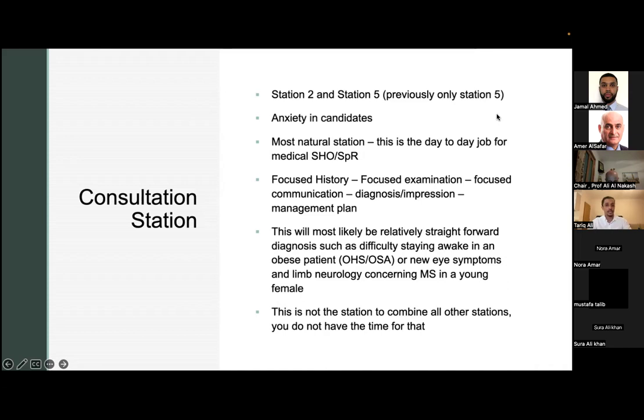It's one where you need to take a focused history, a focused examination, communicate precisely, make an impression, and come up with a management plan. I say focused for all those things because if you take a 10-minute history and a 10-minute examination, you'll run out of time. This is generally a little bit more straightforward. These are patients with, for example, obstructive sleep apnea or diabetic neuropathy or MS in a young patient. So it allows you to take a history, have a small group of differential diagnoses, and then make a plan with that patient. Next slide.